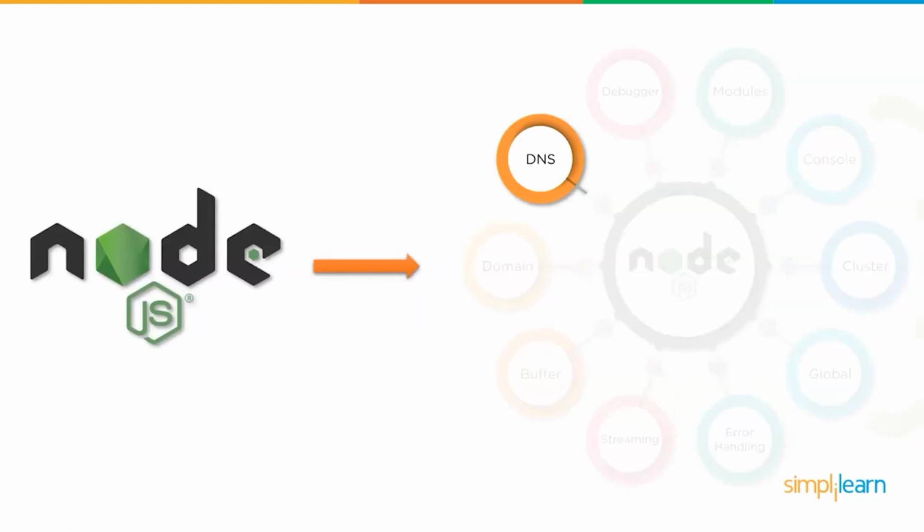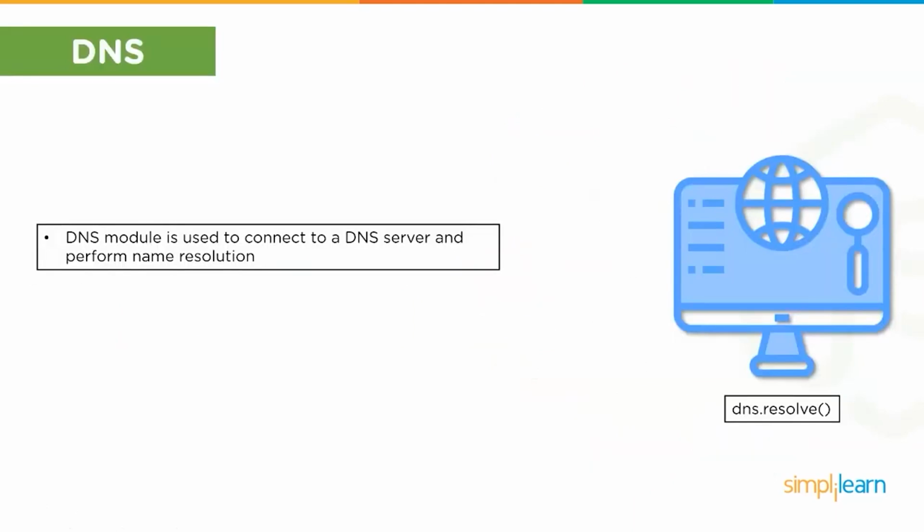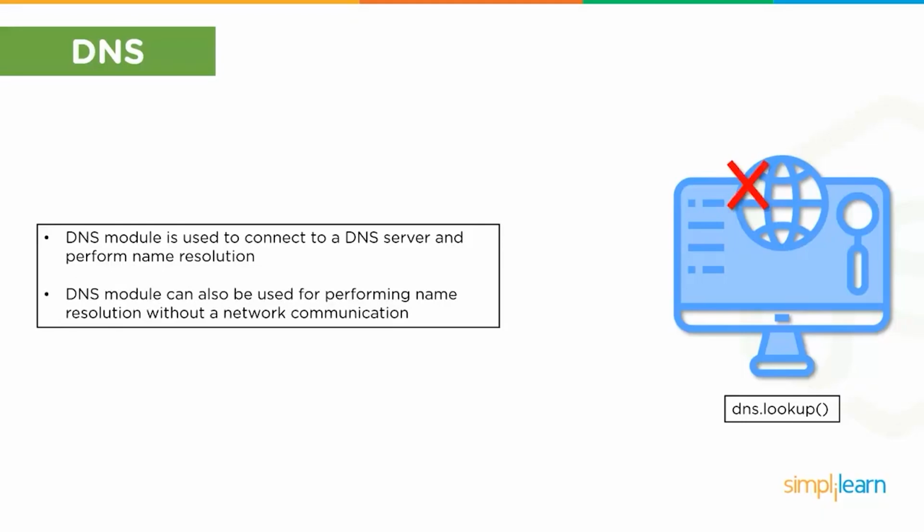The next component is the DNS. The DNS module enables name resolution. For example, it is used to look up the IP addresses of host names. DNS module is used to connect to a DNS server and perform name resolution by using the method dns.resolve. The DNS module is also used for performing name resolution without a network communication by using the method dns.lookup.